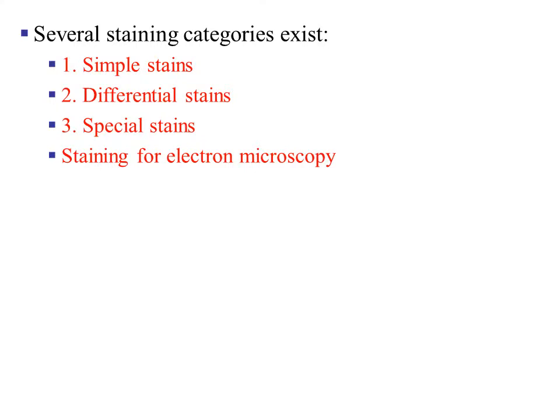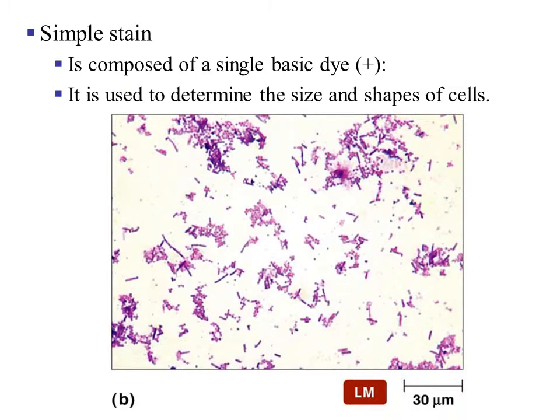Several staining categories exist. We're going to talk about 3 of them. The first category is simple stain. The simple stain is composed of just using one basic dye. It is used to determine the shape and the size of the cell.